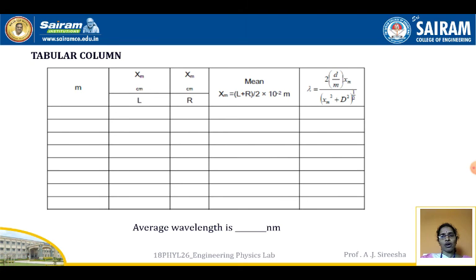Similarly, go for the second order towards right and left. For the second order, m becomes 2. Similarly, for the third order, m becomes 3. Measure the distance from the center spot to the third order, the corresponding left and right readings. Get the average, substitute all these values in the formula and get the value of lambda in the last column. For the number of spots you have on both sides, tabulate the readings, calculate the value of lambda and get the average wavelength in nanometers.